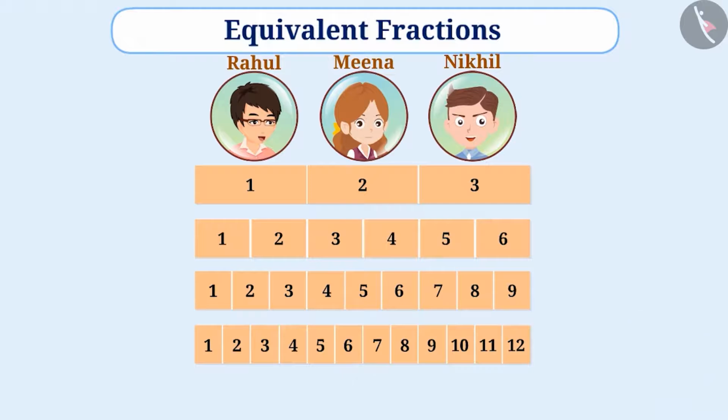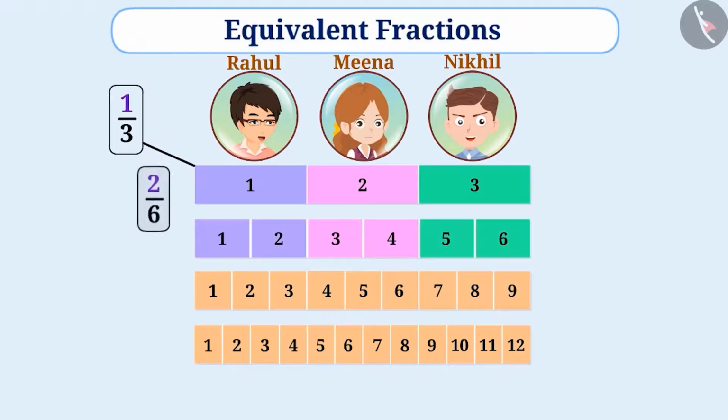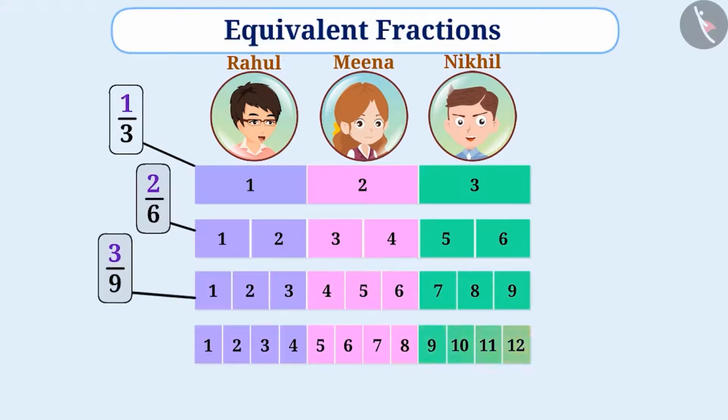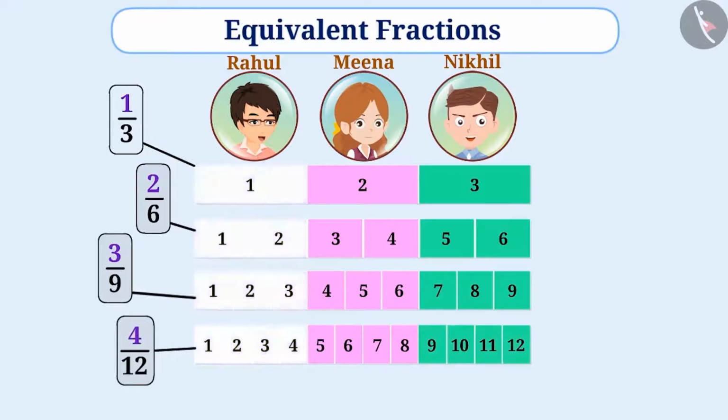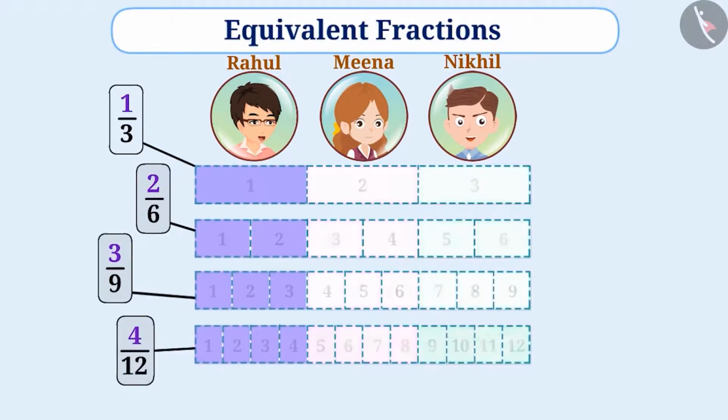Let me tell you. Everyone will receive one part out of 3 parts from the first strip. That means everyone will get 1/3 part of the first strip. Now, there are 6 parts of the second strip, so everyone will receive 2 out of 6 parts. That means each person will get 2 by 6 parts of the second strip. Similarly, each will get 3 by 9 parts from the third strip and 4 by 12 parts from the fourth strip. Now let's discuss the parts received by Rahul.